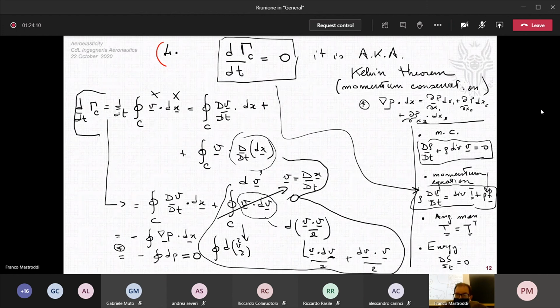Note that, please understand this point, the validity of the Kelvin theorem is based on the momentum equation. We have applied the momentum. We have substituted this with this momentum application.